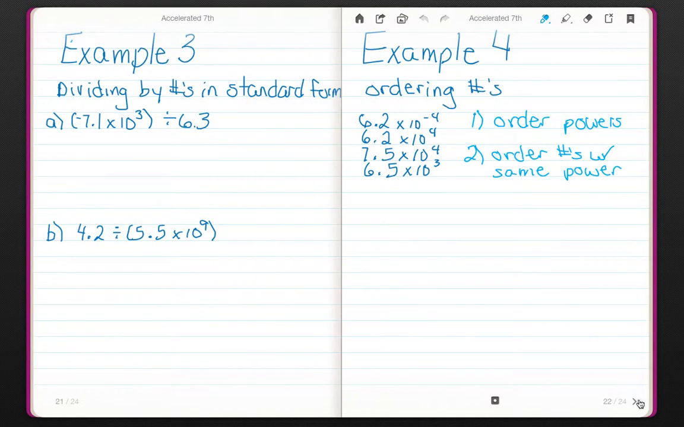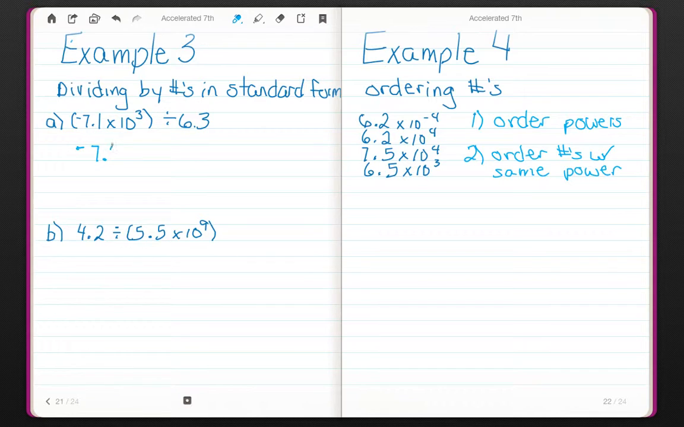Okay, example 3, dividing by numbers in standard form. So here I have two examples. Example A is scientific notation divided by a standard number, and example B is a standard number divided by scientific notation. So let's start with example A.